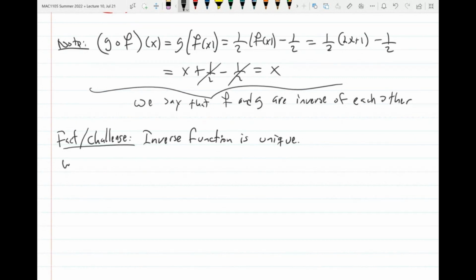We write, instead of writing the function g, what we like to write is this. Okay? So when you write this f to the -1, this doesn't mean 1 over f. Okay? This is a notation for the inverse function of f. So we write this as the inverse function of f.